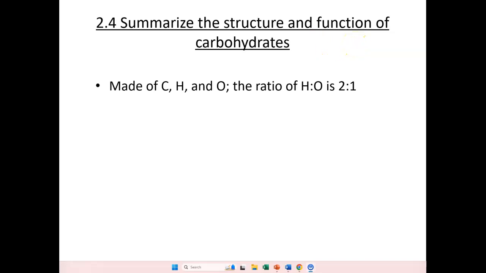If you look at that, carbo sounds like carbon and hydrate sounds like water. So these are organic molecules that have carbon and water in them. They're made of carbon, hydrogen, and oxygen. Remember, water is H2O, so they're made in the ratio of 2 H's for every 1 O, H2O. So that's where the hydrate part comes from. Carbohydrates are organic molecules made of carbon, hydrogen, and oxygen.